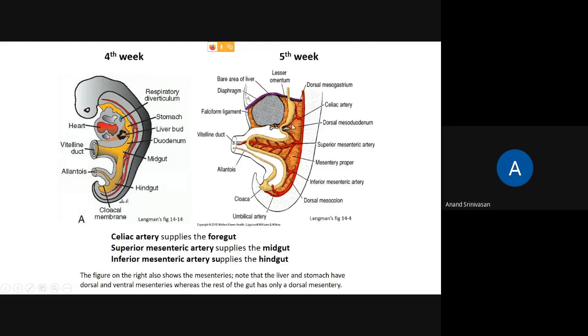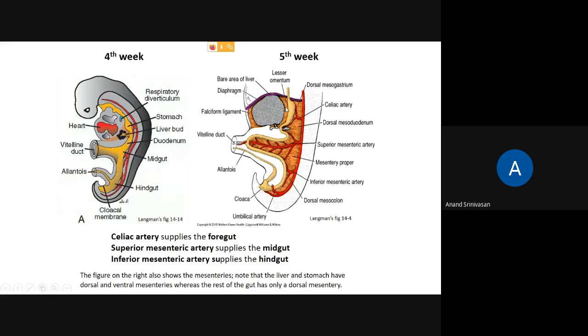This dorsal mesentery is given different names in different parts. Near the stomach, it is called dorsal mesogastrium. Near the duodenum, it is called dorsal mesoduodenum. Near the small intestines, it is called mesentery, and here it is mesocolon. The dorsal mesentery is given different names in different portions, depending on the level of the GIT it is attached to.